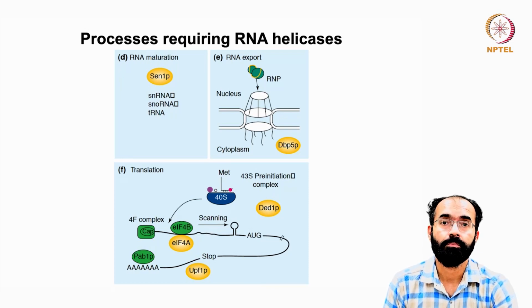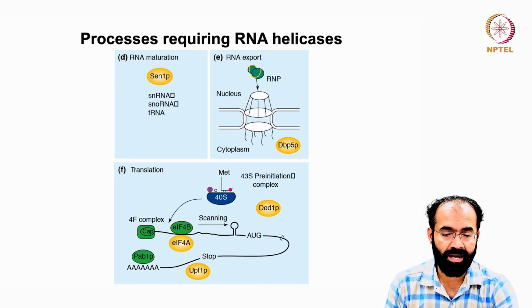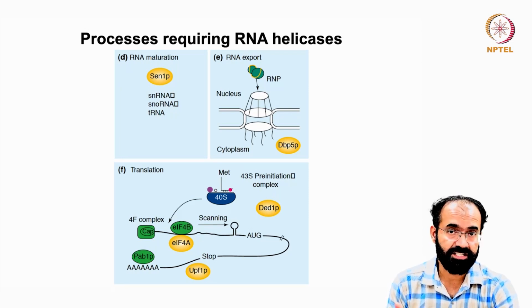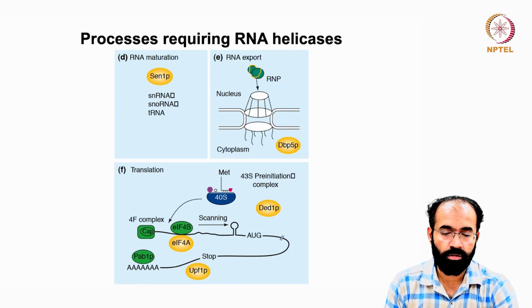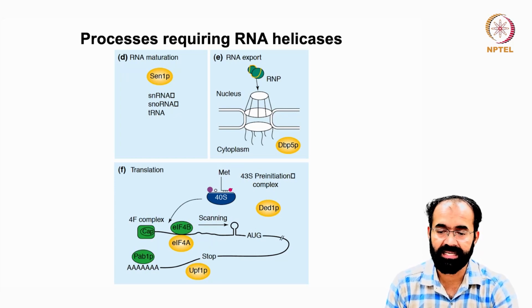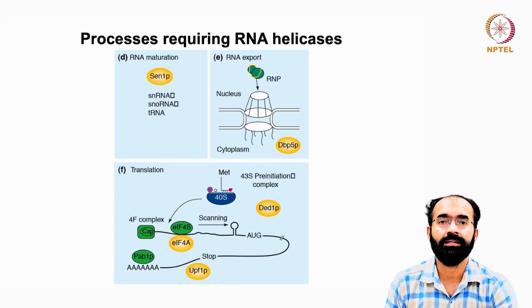It is during the production of proteins from the mRNA in the cytoplasm. That means you know eIF4A, which is important for the assembly of the ribosomes to start with, for the process of initiation of translation. And also the 43S pre-initiation complex is controlled via DED1P, another helicase. And even the stopping of the protein translation requires UPF1P, another helicase. So helicases are important in pretty much every step of RNA biology.